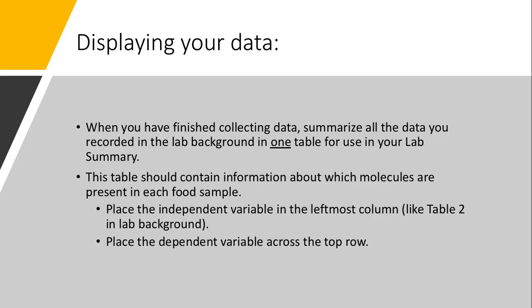The table should contain information about which molecules are present in each food sample. You'll place the independent variable in the leftmost column, like table 2 in the lab background, and then place the dependent variables across the top row. If you have any questions about how to make graphs or tables in Excel, of course, feel free to email me or to reach out and we can meet up in office hours or over Zoom, or I can just shoot you an email back, whatever you prefer.